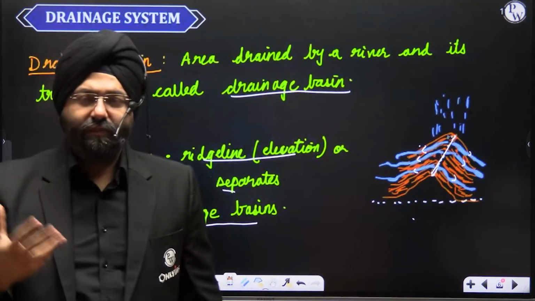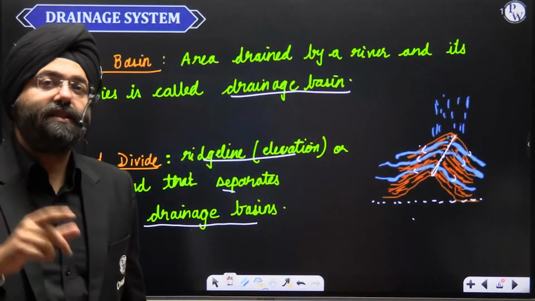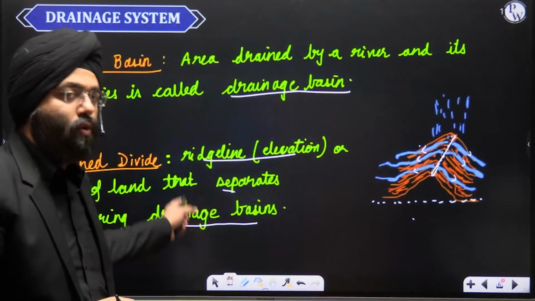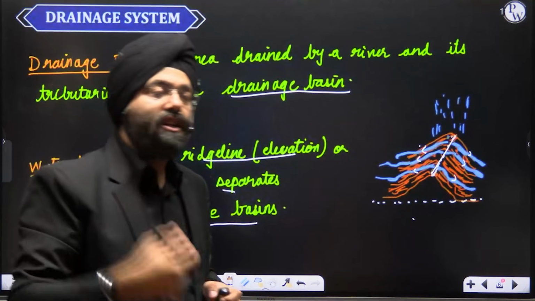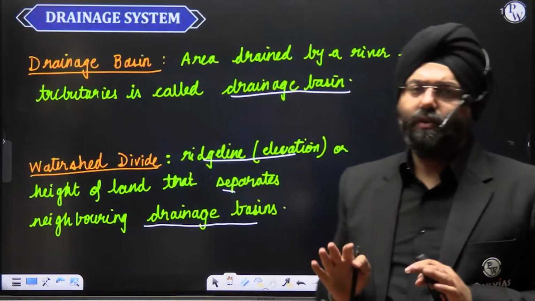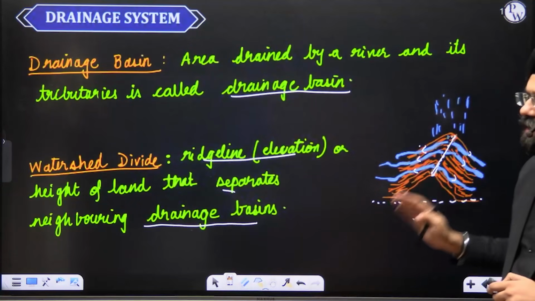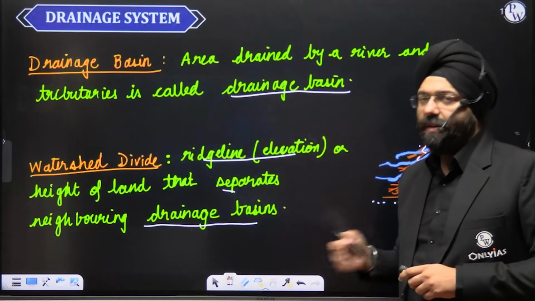Right? Different drainage basins are created, and these drainage basins are divided by what? By the watershed divide. So this is known as the watershed divide. This should be very clear to you. These concepts should be very clear. Revise them again, it will be clearer to you.